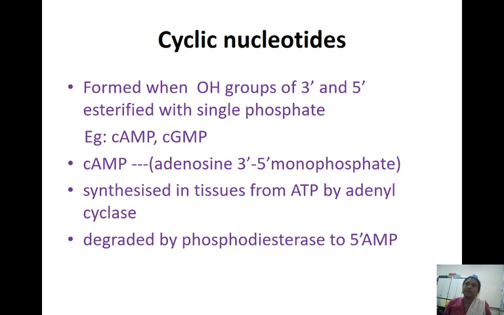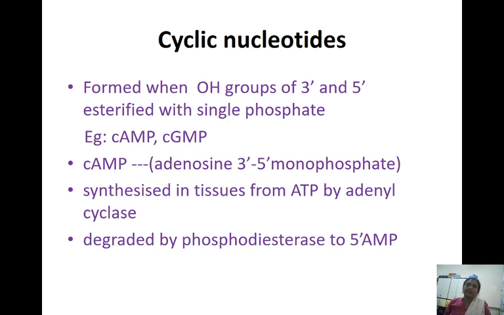Okay, so examples of the cyclic nucleotides are cAMP and cGMP. Now cAMP stands for adenosine 3',5'-monophosphate. Here it's an adenosine nucleoside, so a single phosphate has been esterified with the 3' hydroxyl and 5' hydroxyl. So chemically it is known as adenosine 3',5'-monophosphate.